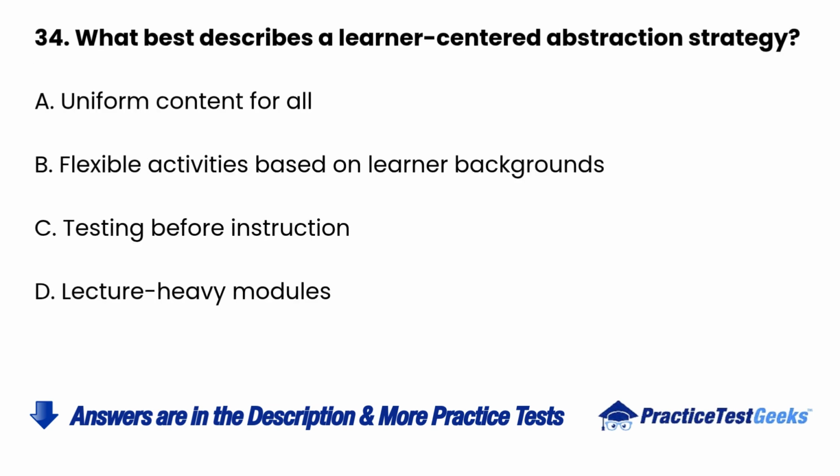34. What best describes a learner-centered abstraction strategy? A. Uniform content for all. B. Flexible activities based on learner backgrounds. C. Testing before instruction. D. Lecture-heavy modules.